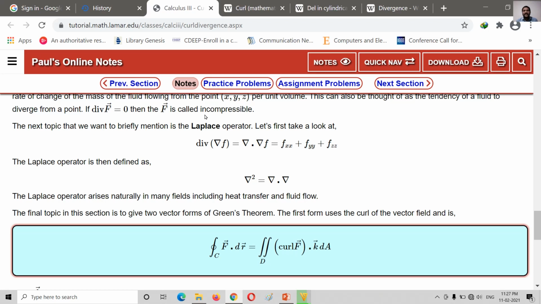The last point that we covered today is the Laplace operator. The Laplace operator is not covered in much detail in your syllabus, just an introduction. Generally the Laplace operator is denoted by del square, which is equal to nabla dot nabla, which is equal to fxx plus fyy plus fzz. So this is a little about the Laplace operator.